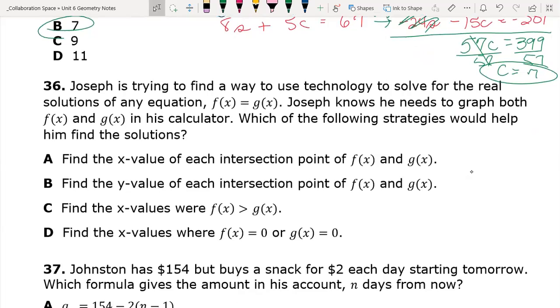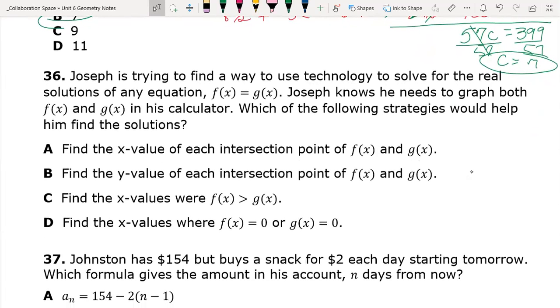Number 36, Joseph is trying to find a way to use technology to solve for the real solutions of any equation f of x equals g of x. Joseph knows he needs to graph both f of x and g of x in his calculator. Which of the following strategies would help him find the solutions?